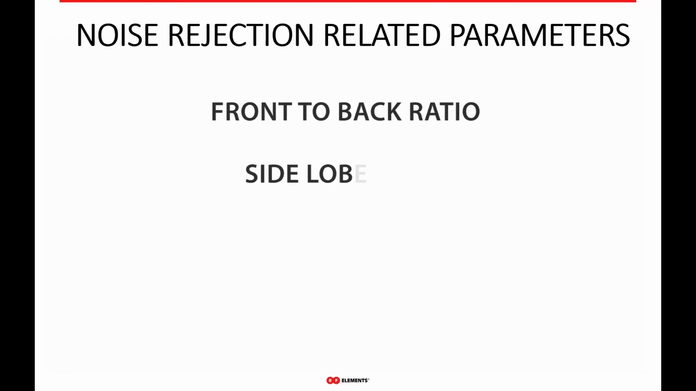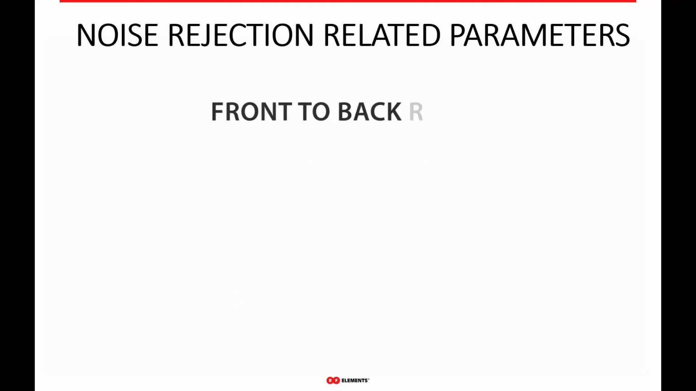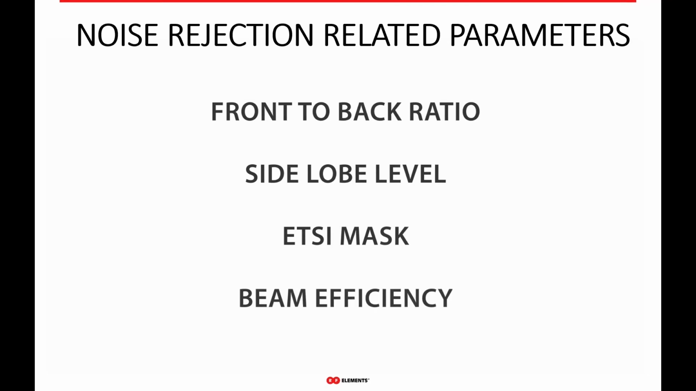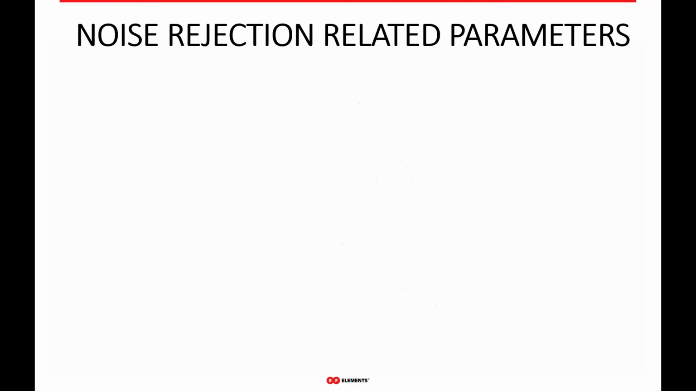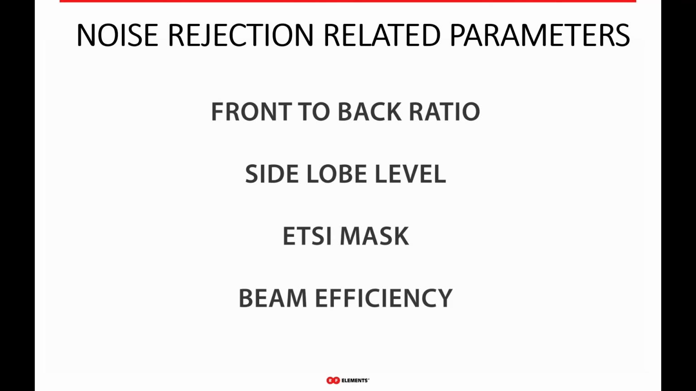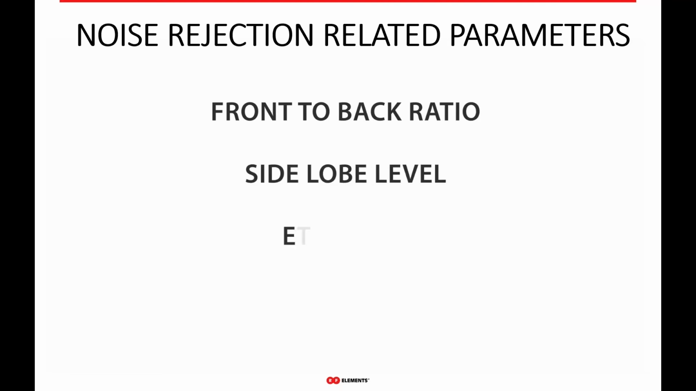The textbook parameters that are usually understood to express the ability of an antenna to deal with interference are front to back ratio, or side lobe levels, or even the ETSI masks that you sometimes see. These are ones you probably know, or at least you've probably heard about them, right? So, the one we at RF Elements believe is really the most important in terms of noise suppression is beam efficiency.